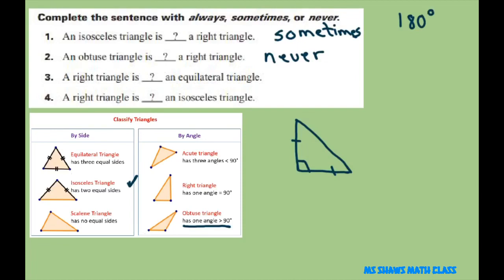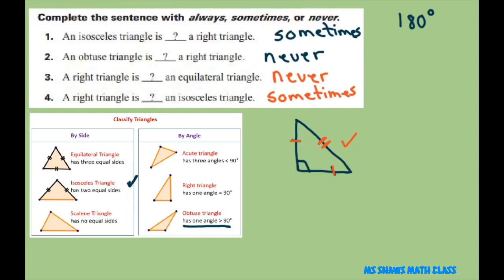A right triangle is an equilateral triangle. That's wrong because, for example, this side here will never equal those two. So that's a never. And a right triangle is sometimes an isosceles triangle. And that would be that one right there.